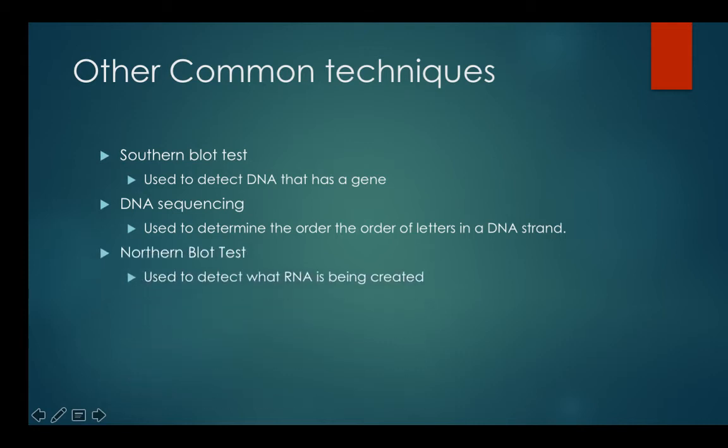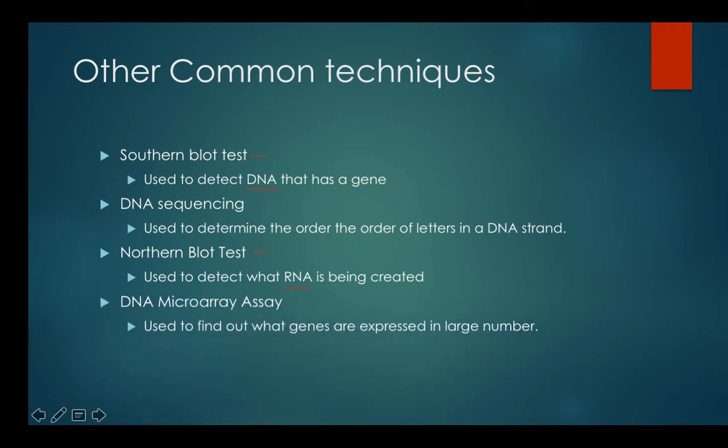The Northern blot test is a lot like the Southern blot test, except where the Southern blot test looks for what DNA is present, the Northern blot test figures out which RNA is being created. So if the Southern blot test determines if there is a certain gene present, the Northern blot test finds out what RNA is being created. So this here is a better test of gene regulation, and the Southern blot is more about whether the gene is present.